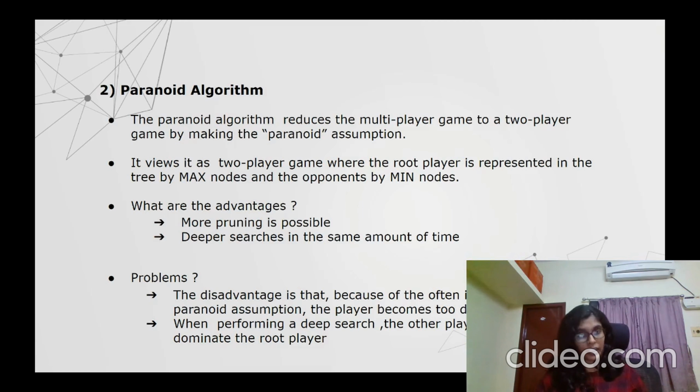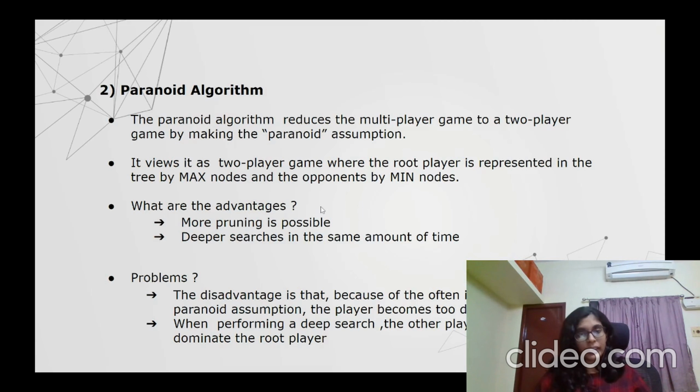It gives us a larger search depth, and it has outperformed the Max-N algorithm in many cases, especially in games like Chinese checkers and hearts. Also, in the same amount of time, deeper searches are possible. So, because of all these advantages, we often use the paranoid algorithm over the Max-N algorithm, but still, it is not the best algorithm because it has its own limitations.